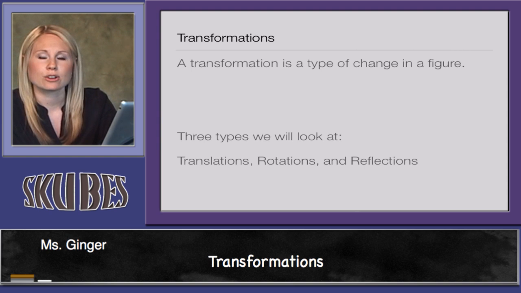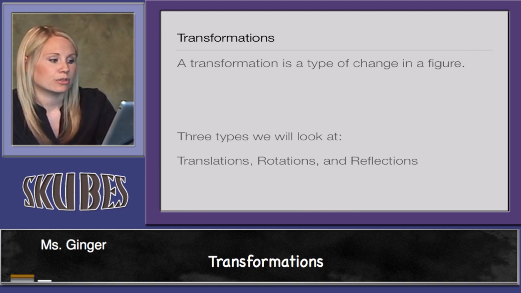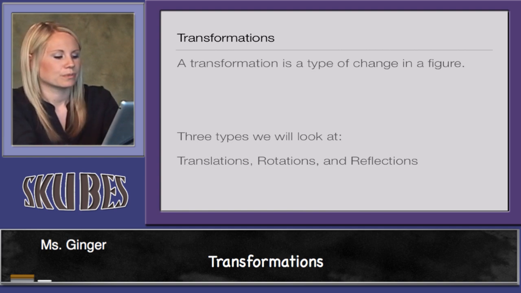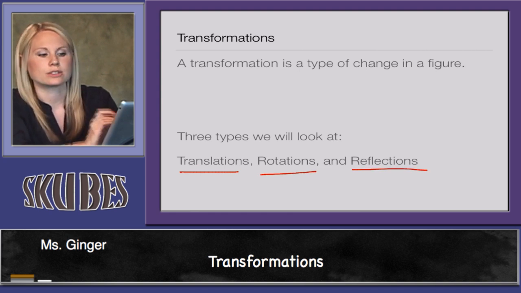So if we're looking at a figure on a graph, that figure from one image to the next may be moved or turned, or it may even change in size. But the three transformations that we're going to talk about today do not change the size of our shape. They're just going to move it to a new location or turn it or flip it in some way. So let's take a look. Three types we're looking at today are translations, rotations, and reflections.